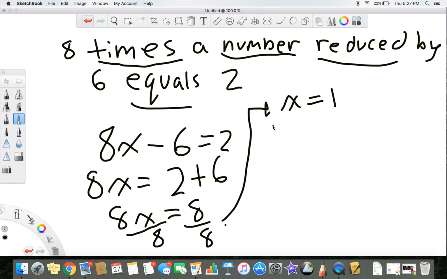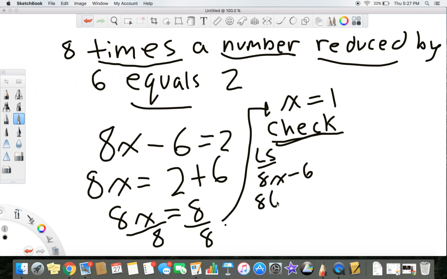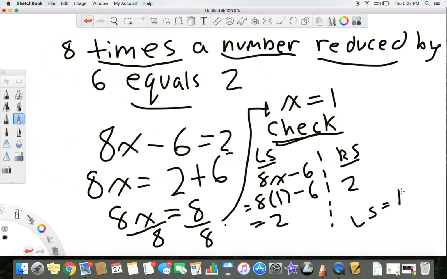Now, with these kinds of questions, we always want to check our answer because it's easy to make a mistake, and sometimes the equation will allow us to get a different answer, or it might seem like it. But when we check it, we'll know this is not the case. So let's check. The left side of this equation is 8x minus 6. We found that x is equal to 1, so let's substitute that in. So 8 multiplied by 1 minus 6. 8 times 1 is 8, minus 6 is 2. And what is our right side? Our right side is 2. So left side equals right side. That means we are correct.